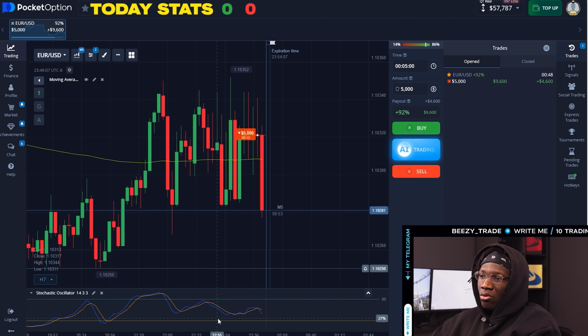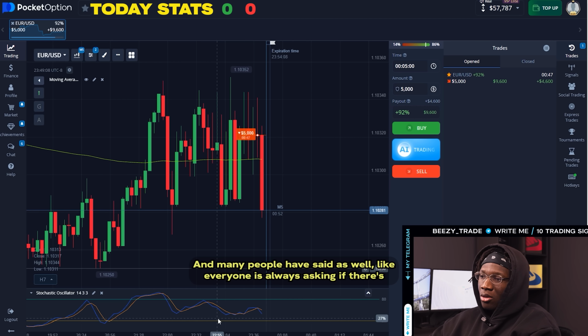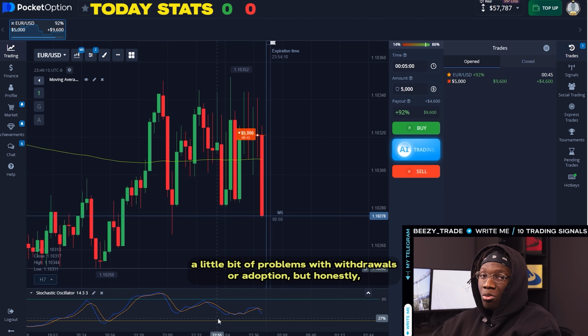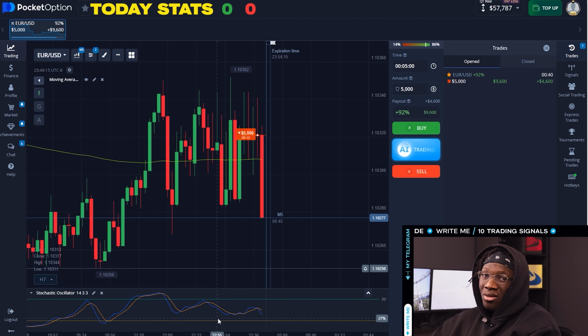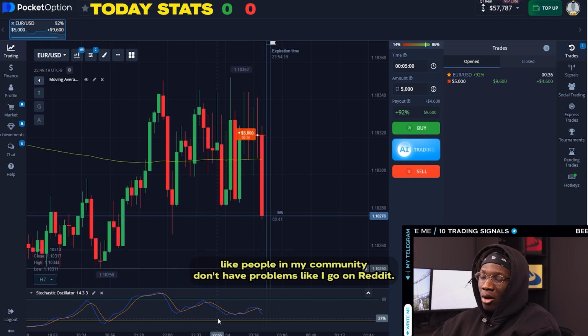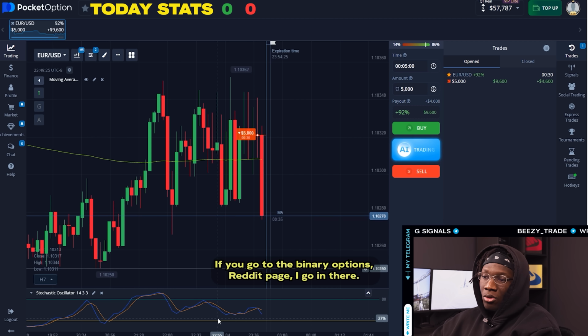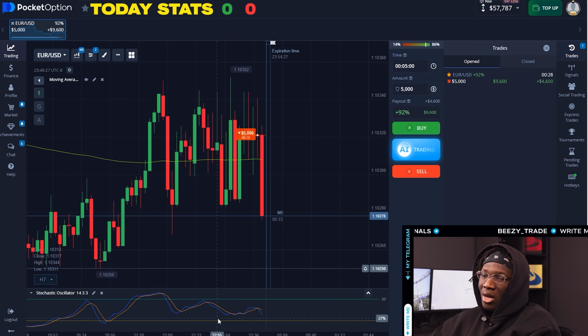As far as I know, and many people have said as well, everyone's always asking if there's a bit of problems with withdrawals with Pocket Option, but honestly, I haven't seen anyone have problems. People in my community don't have problems. I go on Reddit. If you go to the binary options Reddit page, everyone says that they are able to withdraw.